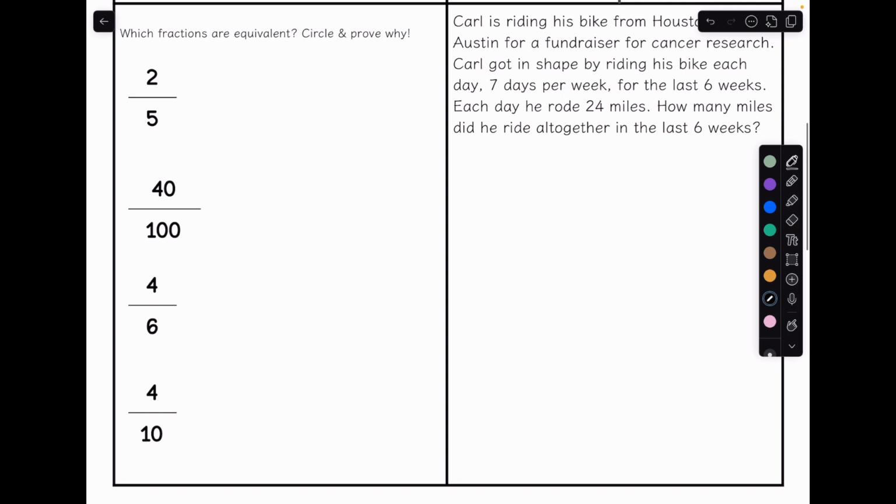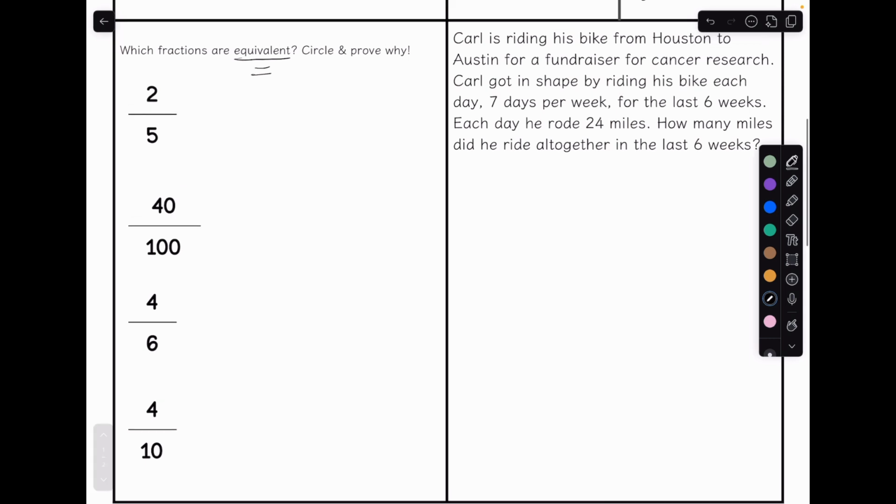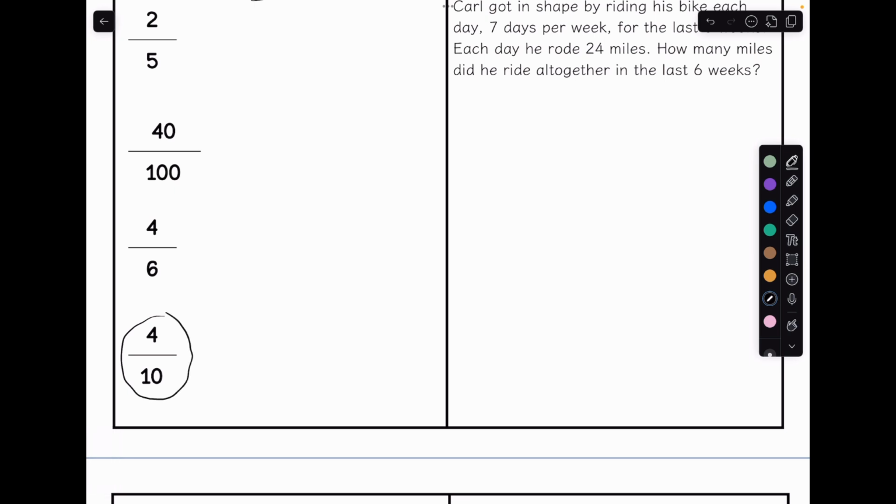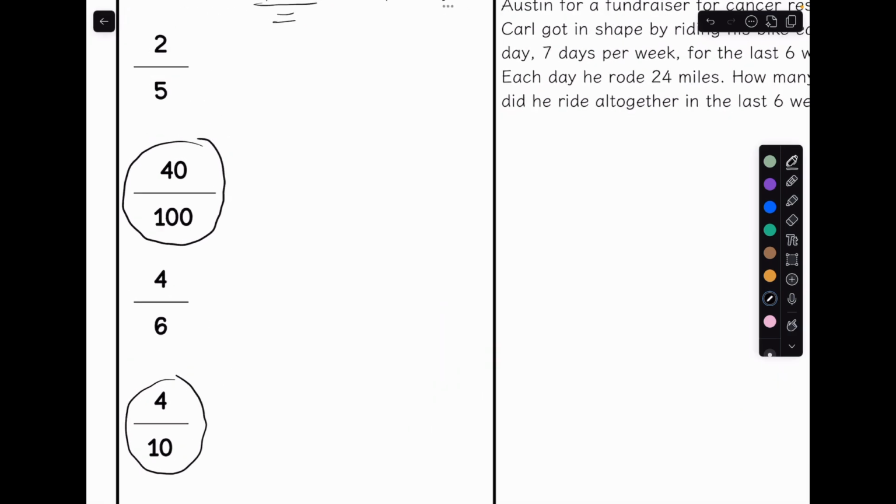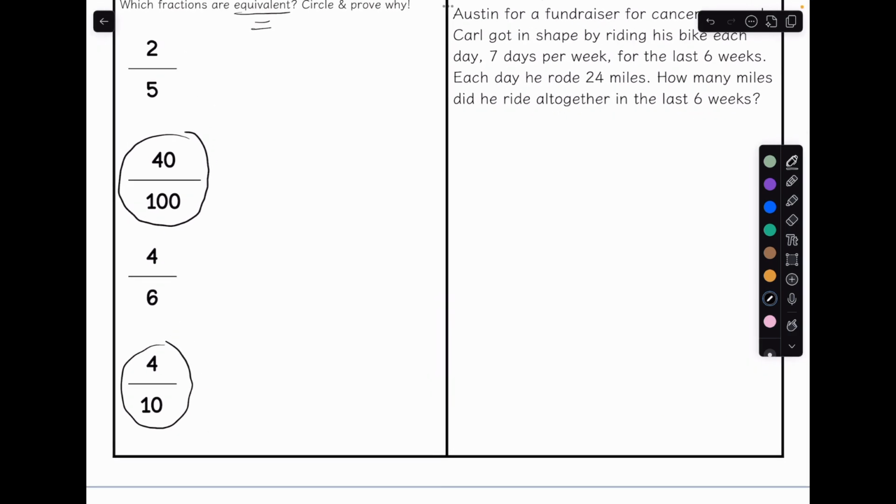All right, next one is which fractions are equivalent? Okay, those means equal. Circle and prove why. Okay, so this one can be a little bit difficult. I just want them to take the time to think, see if we can find any relationships, and then move from there. Okay, so as I'm looking, the first relationship that should pop out immediately is 4 tenths and 40 hundredths. And the reason that it should pop out immediately is because we have drilled the power of 10 this year.